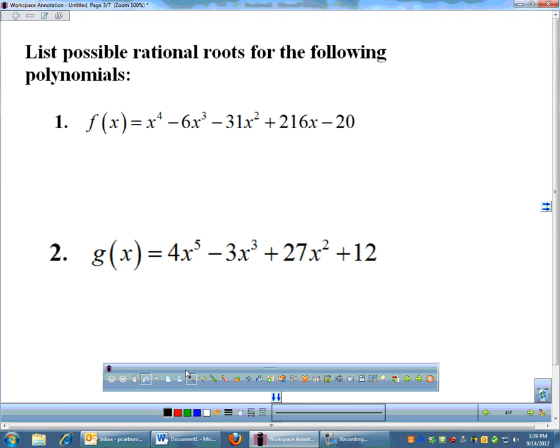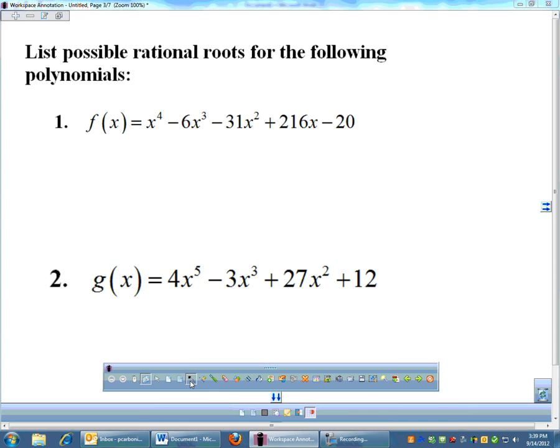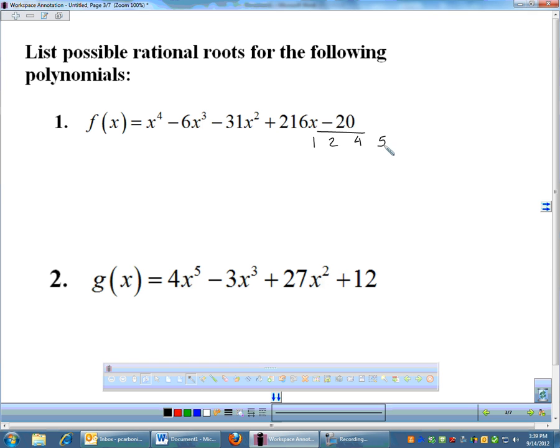We have two polynomials here, and I want you to list the possible rational roots. And you start by looking at the constant. I'm going to write all of the factors of 20, which are 1, 2 goes into 20, 3 does not, 4 does, 5 does, 6 doesn't, 7 doesn't, 8 doesn't, 9 doesn't, 10 does, and 20 is the last one. So those are all the factors of 20. My leading coefficient is 1, and my factors of 1 are just 1.